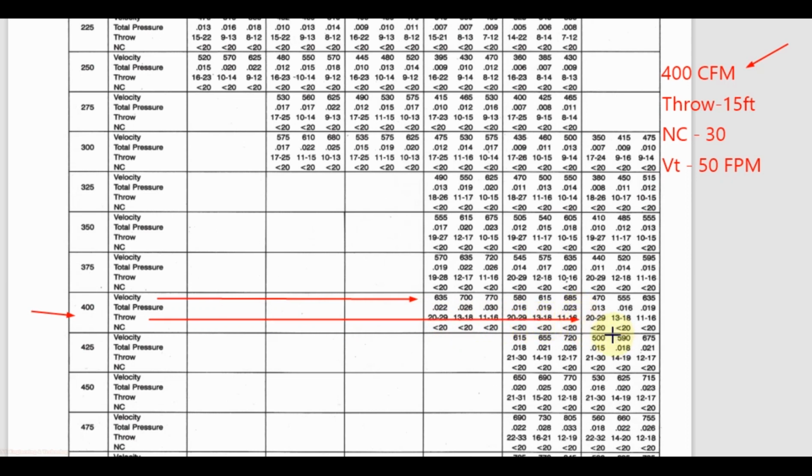The throw is 20 to 29 and our throw value is 15. You can see there are two values for the throw. The first value of throw is at a terminal velocity of 100 and the second value of throw is at a terminal velocity of 50 fpm. We will select our grill at a terminal velocity of 50 fpm. So we can select from here. Then we will go for the next table.